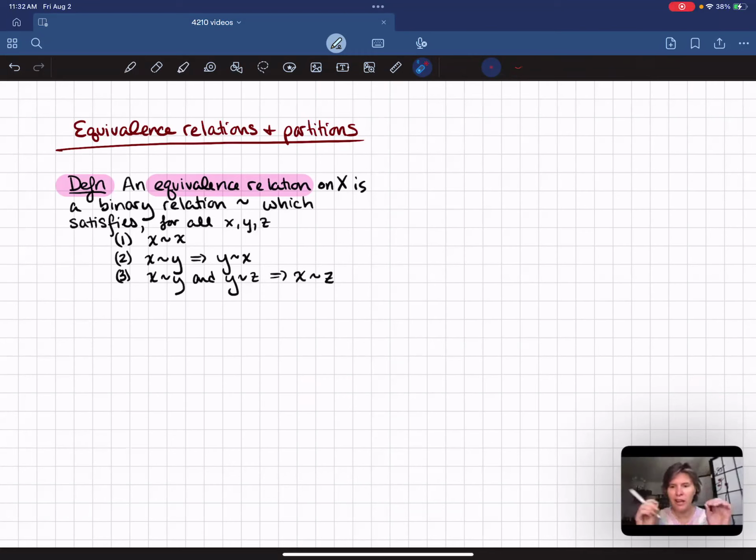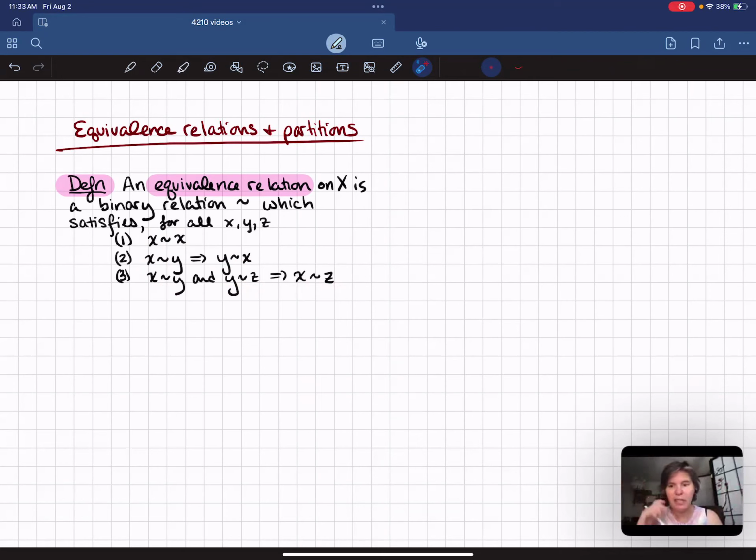This squiggle is a way of saying, oh, these two things have this relationship with each other. Okay. So, first of all, we have the axiom that says X is equivalent to X, X squiggle X for all X. Secondly, if X is equivalent to Y, then Y is equivalent to X. And then thirdly, if X is equivalent to Y and Y is equivalent to Z, then X is equivalent to Z.